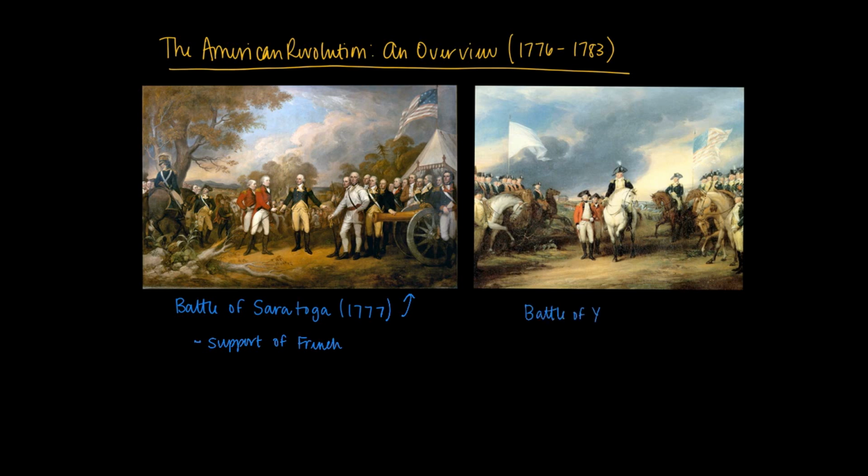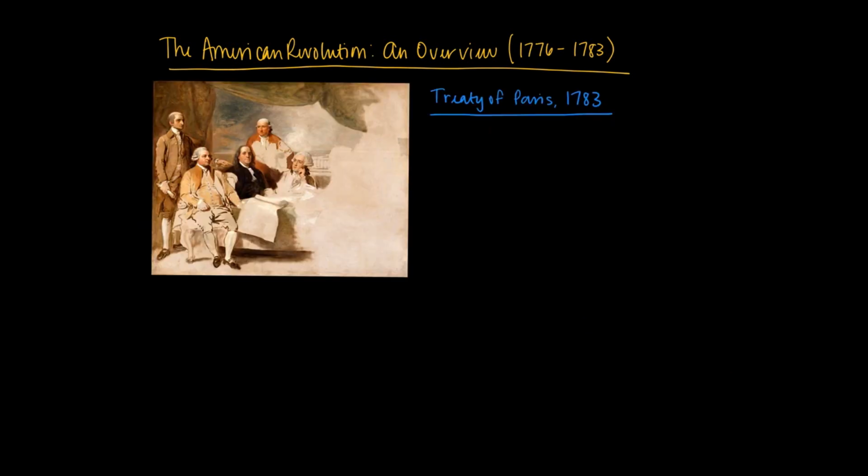And then we've got the Battle of Yorktown in 1781. This is another American win. It's kind of a surprise win. The British surrender, and technically it's the last major battle of the war. We still have some skirmishes and things afterwards, but this is pretty much it. So the war is over in theory in 1781. The Treaty of Paris is not signed until 1783.